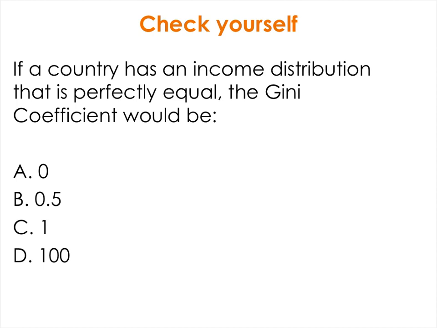All right, quick check. If a country has an income distribution that is perfectly equal, the Gini coefficient would be 0. Good job, I hope.